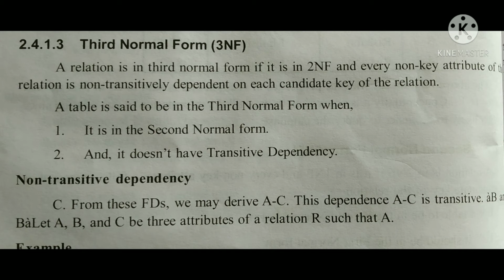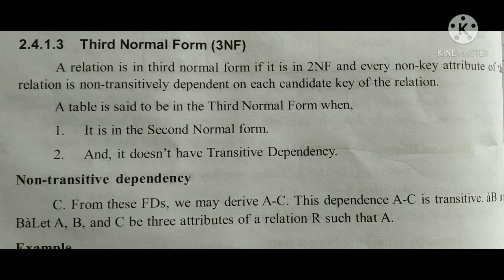For a table to be in BCNF, the following conditions must be satisfied. R must be in the third normal form. For each functional dependency X to Y, X should be a super key. A relation is in Boyce-Codd normal form, BCNF, if every determinant is a candidate key.